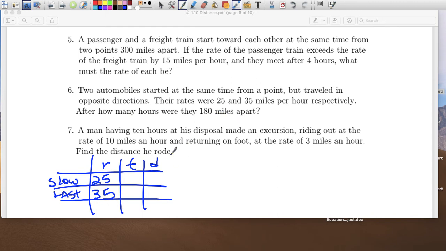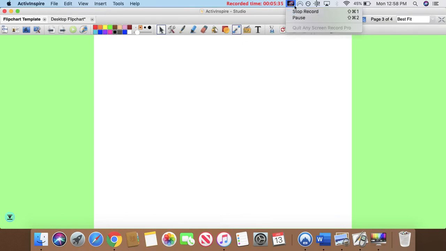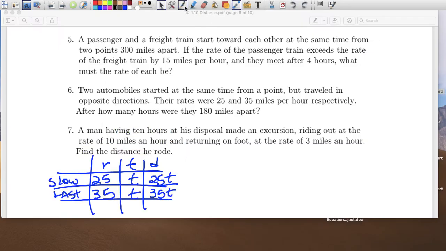Oh my god, so this one's a little different. Right? Do I know the time? No. The distance here is 25t, and this is 35t. But the question is, after how many hours were they 100 miles apart? Well, hang on. With this one, my understanding was a little bit different.